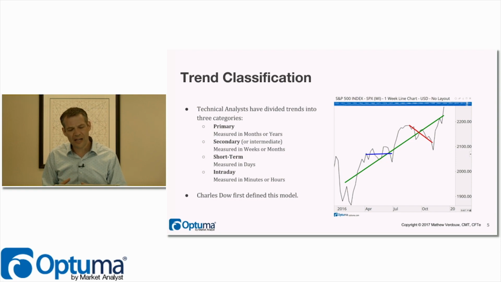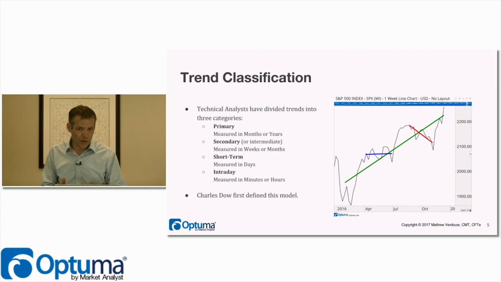And usually that's in weeks, sometimes up to months, but typically weeks. You know, there can be some short-term downtrend that we're in at any point of time. And then when we get down into the daily basis, we can talk about the short-term trend. And so, what's that measured in?